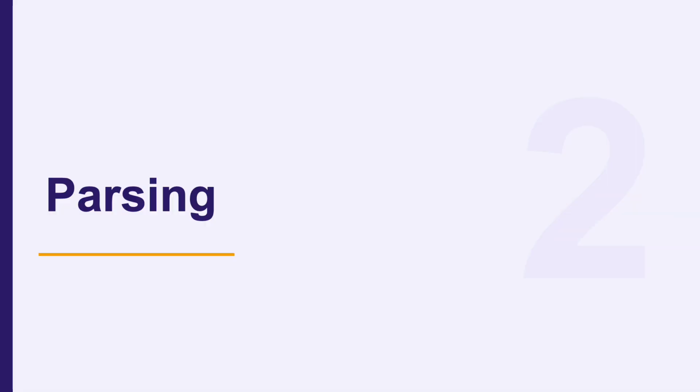Parsing is the process of analyzing a sentence to find its grammatical structure, whereas POS tagging labels individual words. Parsing finds how words group together into phrases and how phrases combine into a complete sentence. The result is a tree structure.